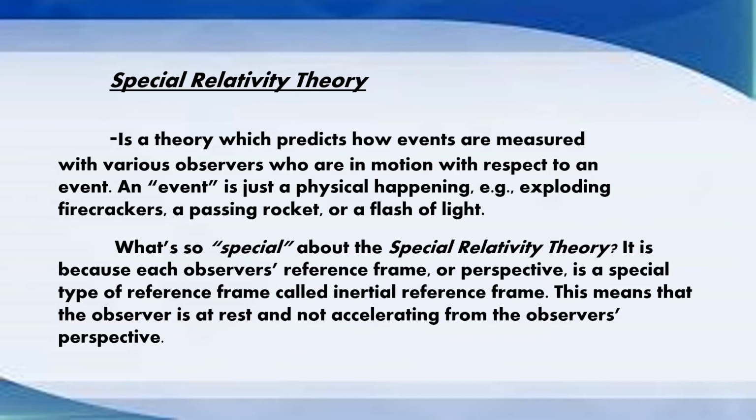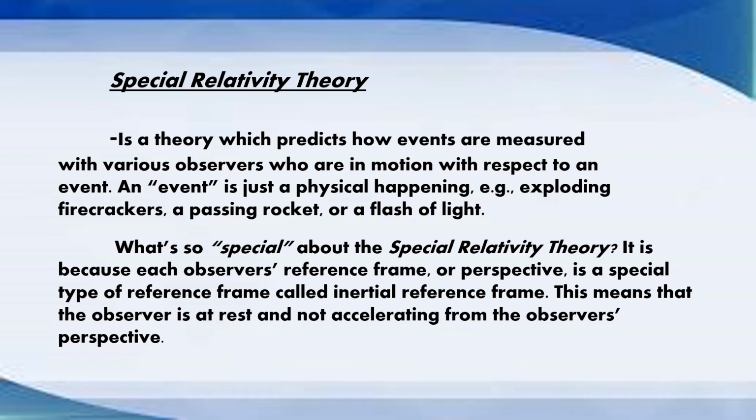Okay. So special relativity theory is a theory which predicts how events are measured by various observers who are in motion with respect to an event. An event is just a physical happening, for example, exploding firecrackers, a passing rocket, or a flash of light. So what's so special about this special relativity theory?